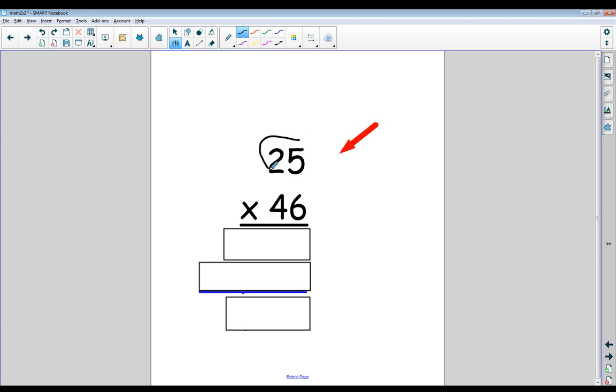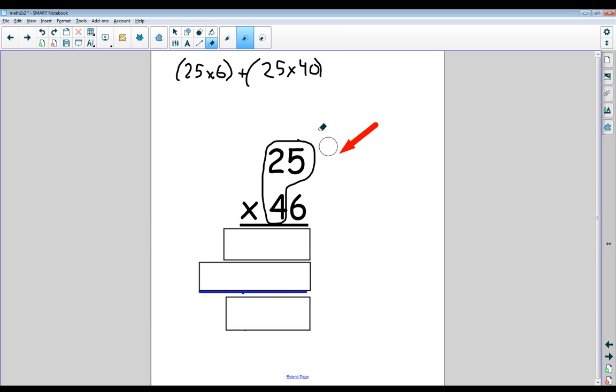You have 25 times 6, the product of those, plus you have the product of 25 times 4 tens. Remember, that's not a 4. That's 25 times 4 tens, which is 40. So when you get these two partial products and add them up, you actually will get the answer to that equation. So let me show you how we're going to do this.